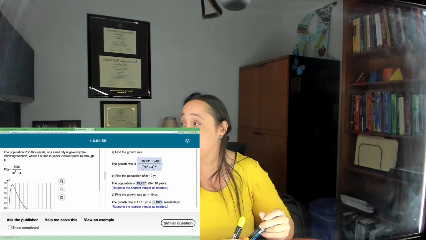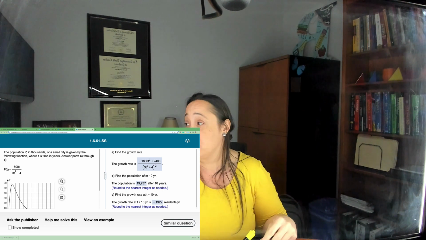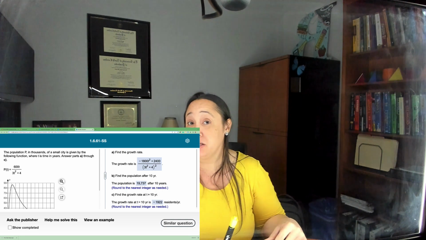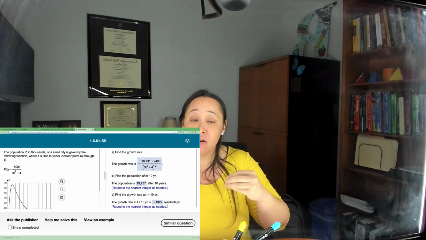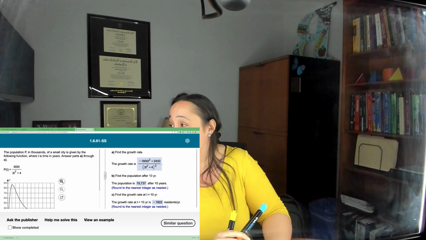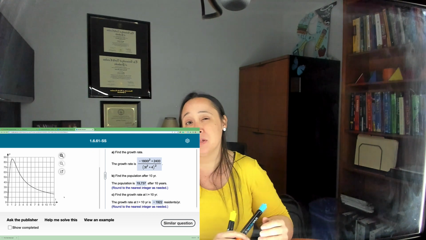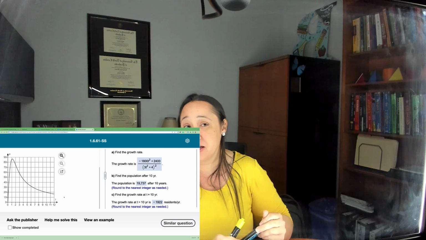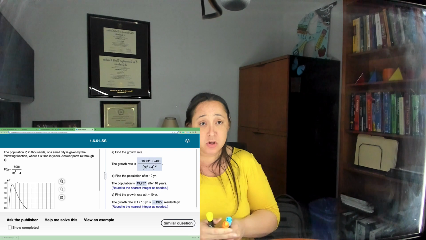It says the population P in thousands of a small city is given by the following function, where T is time in years. And it wants us to answer parts A through C, and P of T, the function, is given below. Now there is a graph there, and we may use that graph to help us maybe estimate our answer. We can use that, but honestly, I don't need the graph. I have everything I need right there with this function. So let's jump on this.